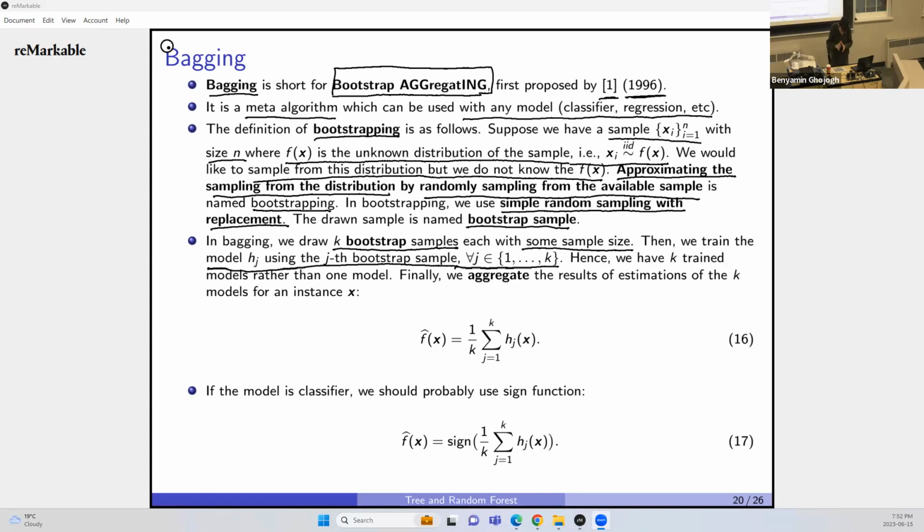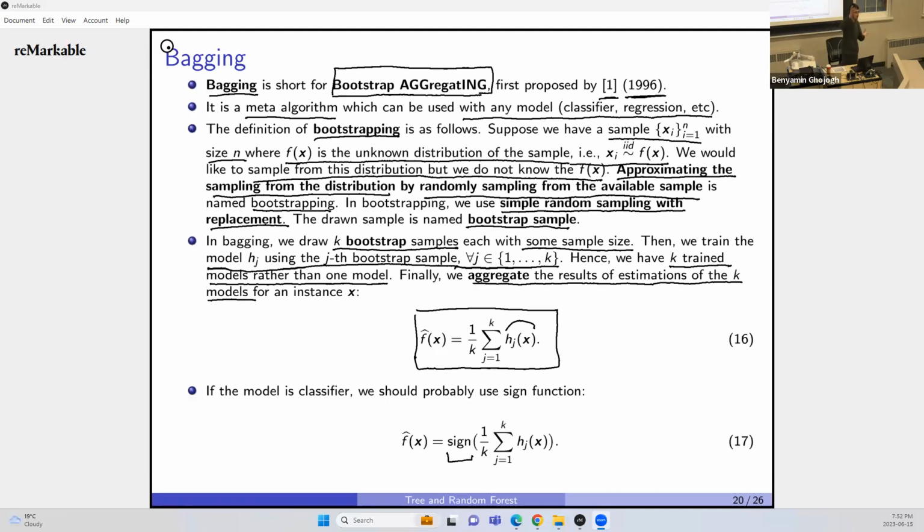So I have k models and I train them. Hence, we have k trained models rather than one model. Finally, we aggregate the results of estimations of the k models. It's kind of a democracy. Rather than saying that I have one model to decide, let's have several models and let's have some kind of voting. So it's called aggregating. In statistics, this is also called model averaging. As you see, you're averaging the results of the models. This is the estimation of the jth model for the input x, right? And if it is classification, we need to have a sign because it's a score between minus 1 and 1.